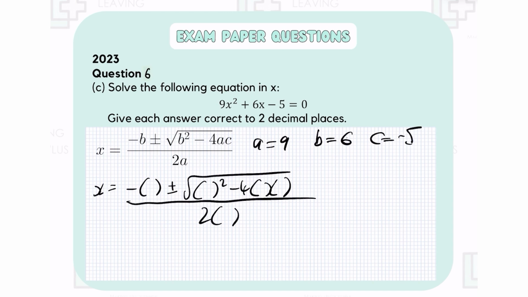So b is 6, it's going in twice. A is 9, going in twice. And then we have minus 5. Again, we're simply going to use our calculators. So when you type it all in, what did we get? Our 2 answers here, first of all, are 0.48 when you did the plus, and then minus 1.15 when you did the minus. And that is the end of our quadratic equations.